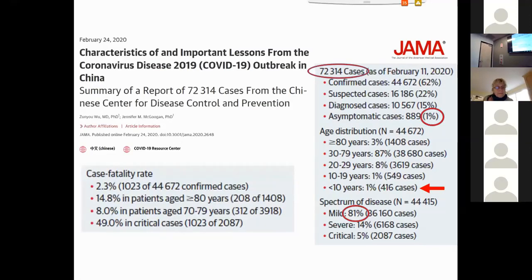And then the case fatality ratio, 2.3% of all cases, and this was 14.8% in persons aged 80 and older, 8% in persons aged 70 to 79, and then 49% in critical cases, those admitted to the ICU.